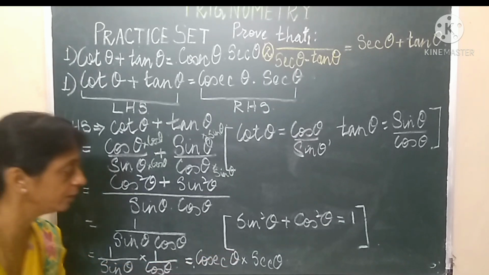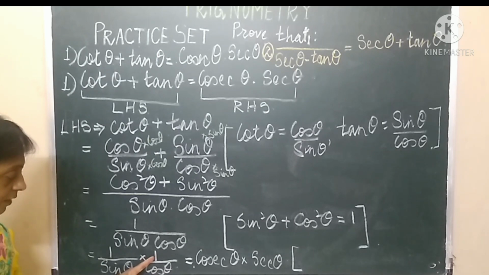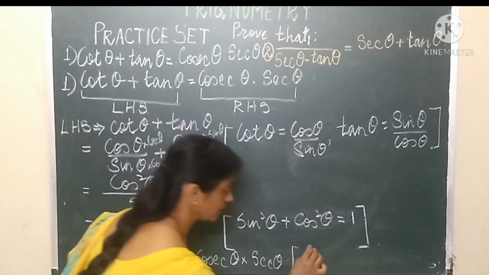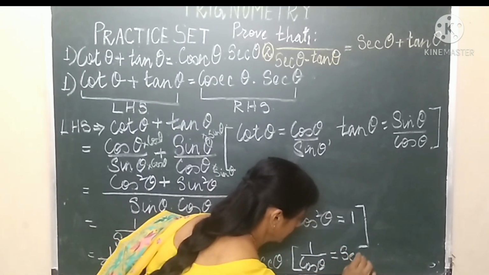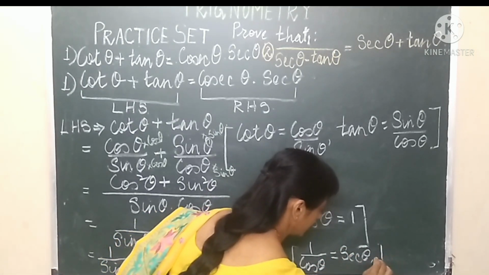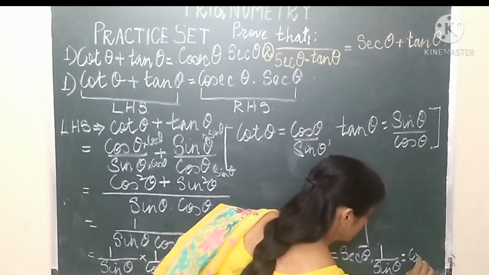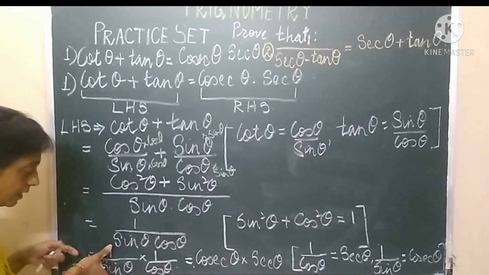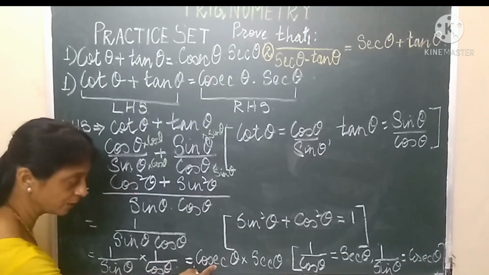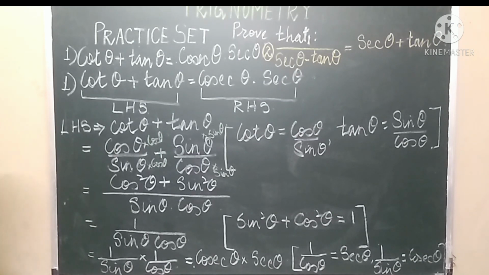So let's write down the reason: 1 upon sin theta is cosec theta, 1 upon cos theta is sec theta. So this is the way we replace 1 upon sin theta as cosec theta and 1 upon cos theta as sec theta. Now let's move on further.